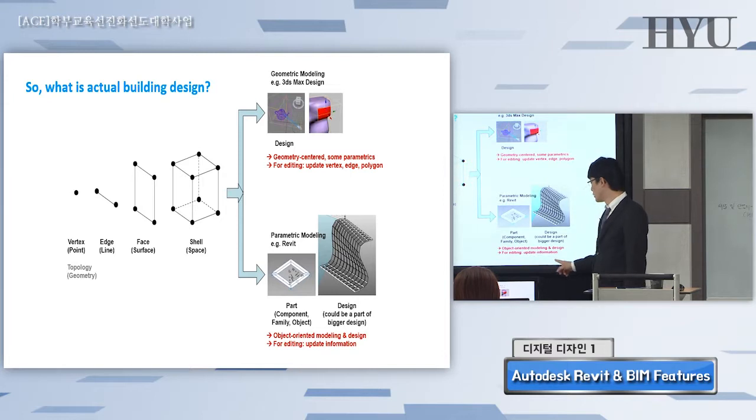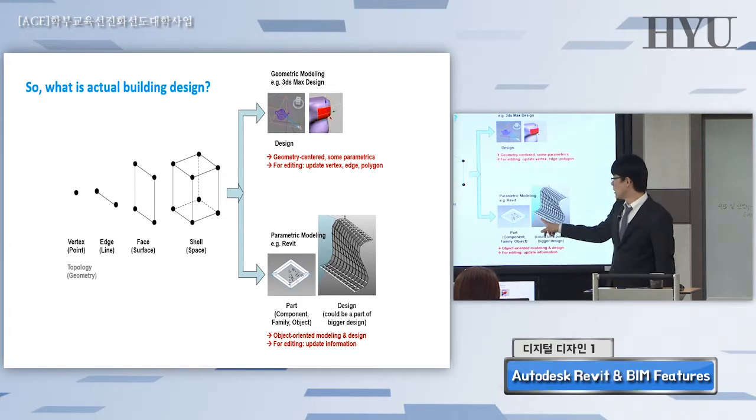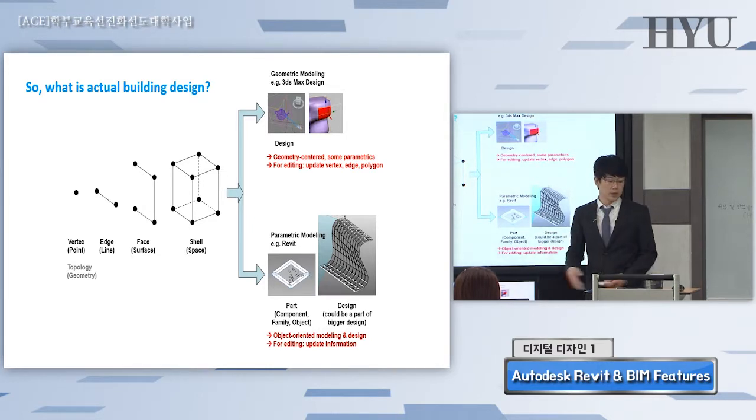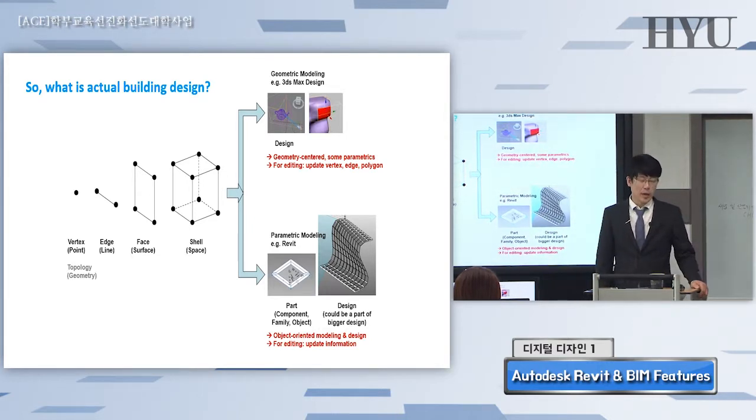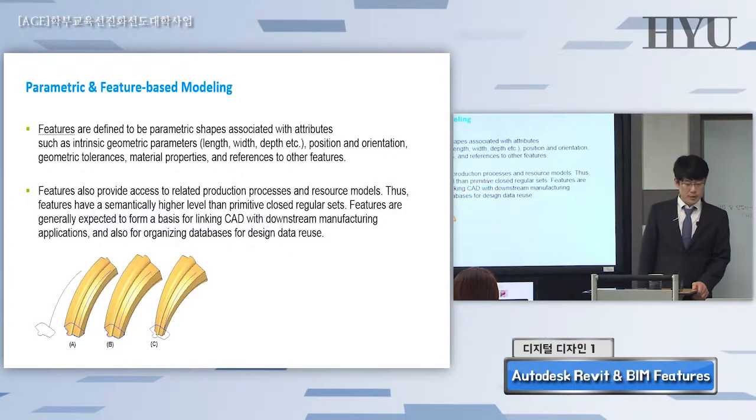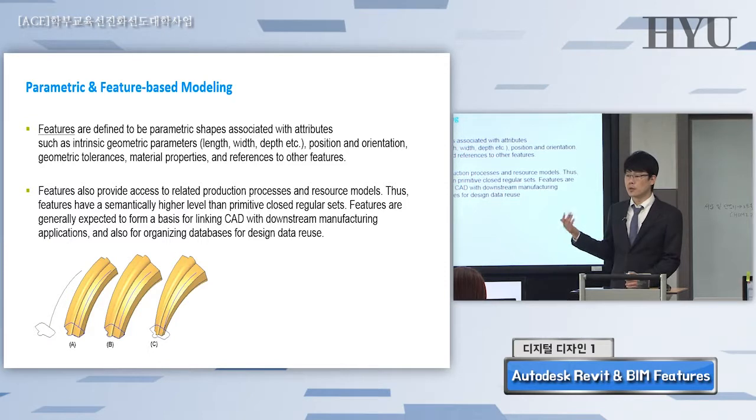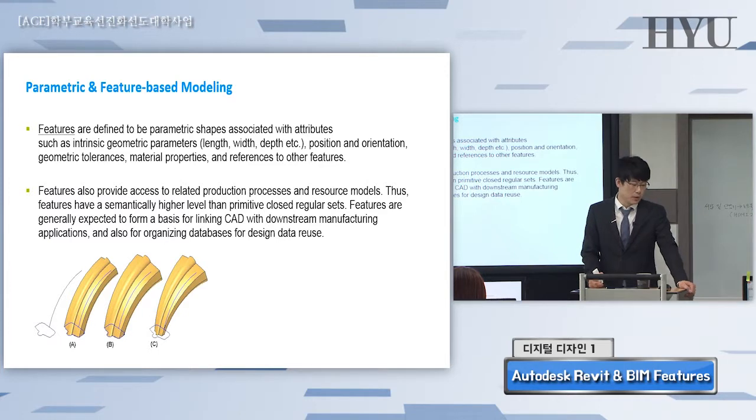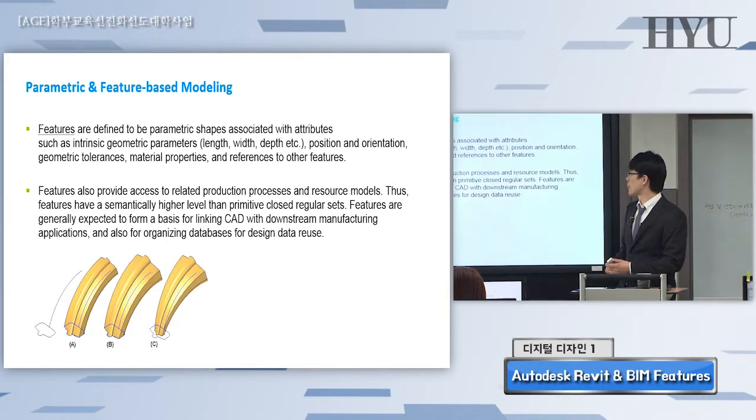For editing, we need to update information. We need to update height. We need to update how many panels we need, okay? Such building-related information, not editable poly, okay? We don't need to take care of polygons. So, parametric modeling features in Revit. This is the number 2 feature we need to take care of today, okay? The first thing is solid modeling, and the second thing is parametric modeling, okay? Parametric modeling and feature-based modeling.